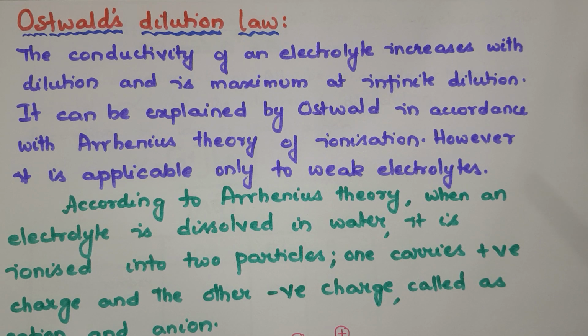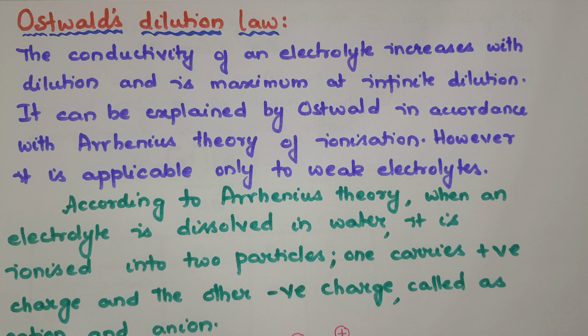Now, this can be explained by Oswald in accordance with Arrhenius theory of ionization. In the previous video, in limitations of Arrhenius theory, we have seen that Oswald's dilution law was derived on the basis of Arrhenius theory of ionization. So that's what I mentioned here. This Oswald's dilution law can be explained in accordance with Arrhenius theory. Now, this is applicable only to weak electrolytes, so it fails when applied to strong electrolytes. This sentence gives the meaning, students.